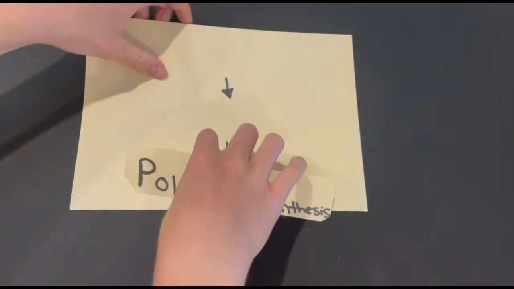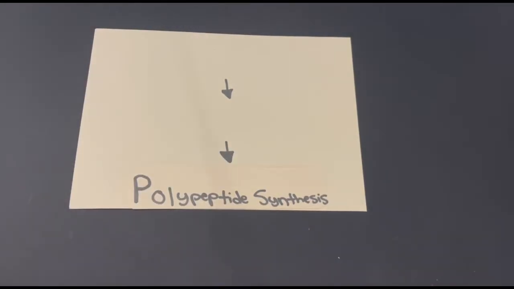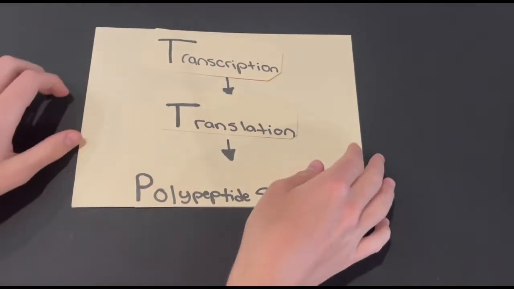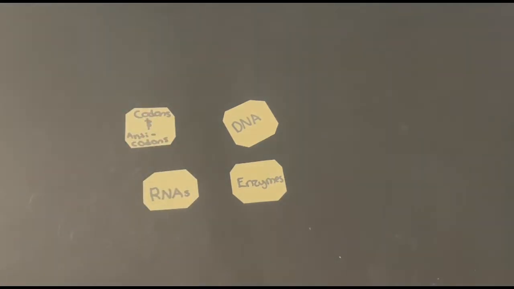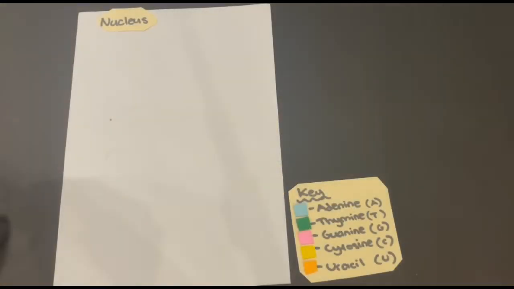This process of creating a polypeptide chain can be broken down into two major steps, transcription and translation, which involve the use of DNA, a codon and anticodon sequence, enzymes, as well as messenger, ribosomal, and transfer ribonucleic acids.